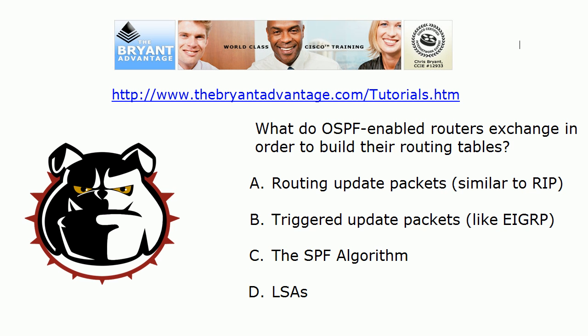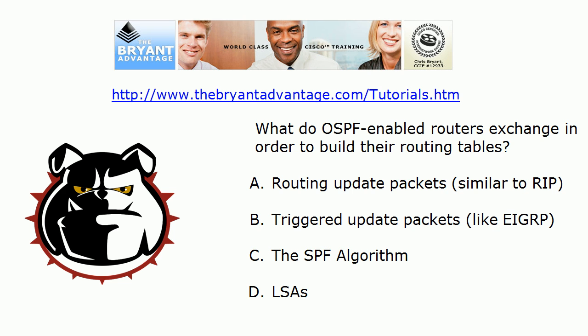So let's go back through those questions. Like I said, I'll bring up the equipment here in a moment. I've got a small OSPF network already running so we can see a couple of these answers in action and maybe throw in an extra couple of tips while we're here. So what exactly do OSPF-enabled routers exchange in order to build their routing tables? What they're actually exchanging is D, those link state advertisements, LSAs.